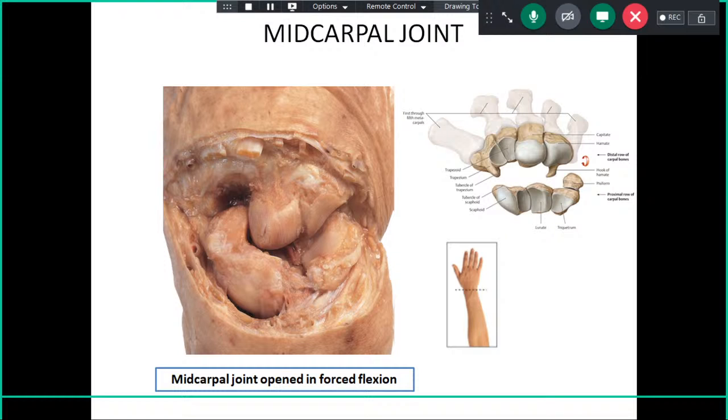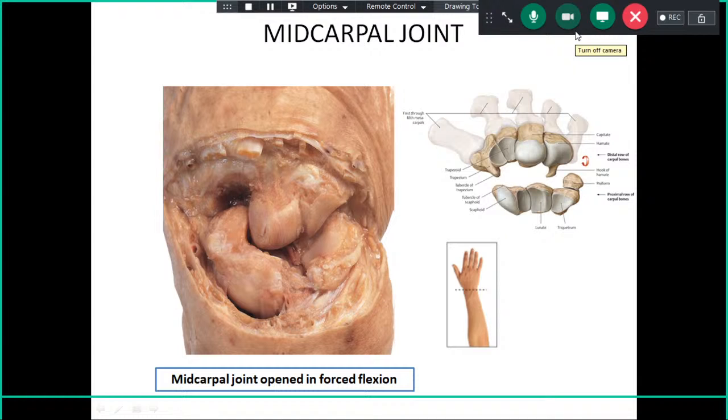If you just force flex, I mean the midcarpal joint, can you just flex your hand? When somebody would slit open the joint in between the proximal and the distal carpal bones from your extensor side, that is the dorsum, you are flexing. So can you just come over to the camera? I've just turned on the camera again. This is forced flexion.